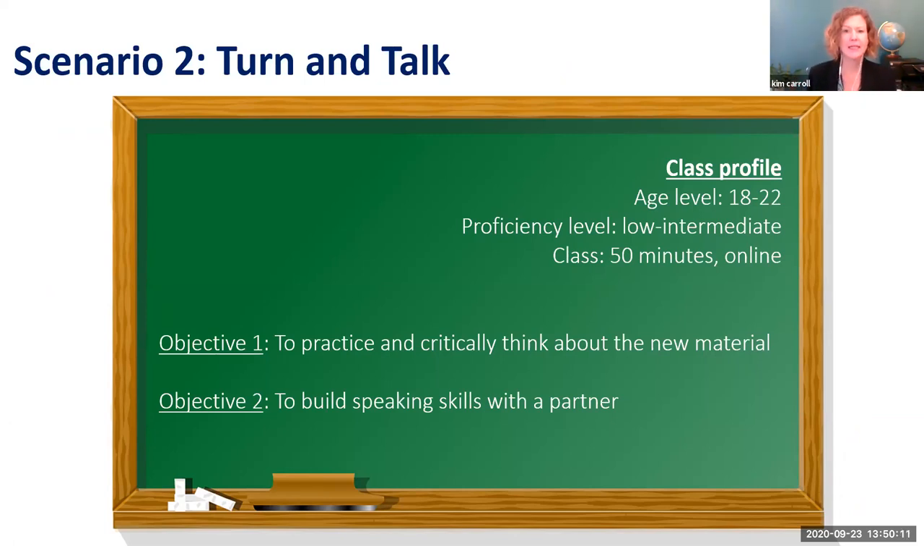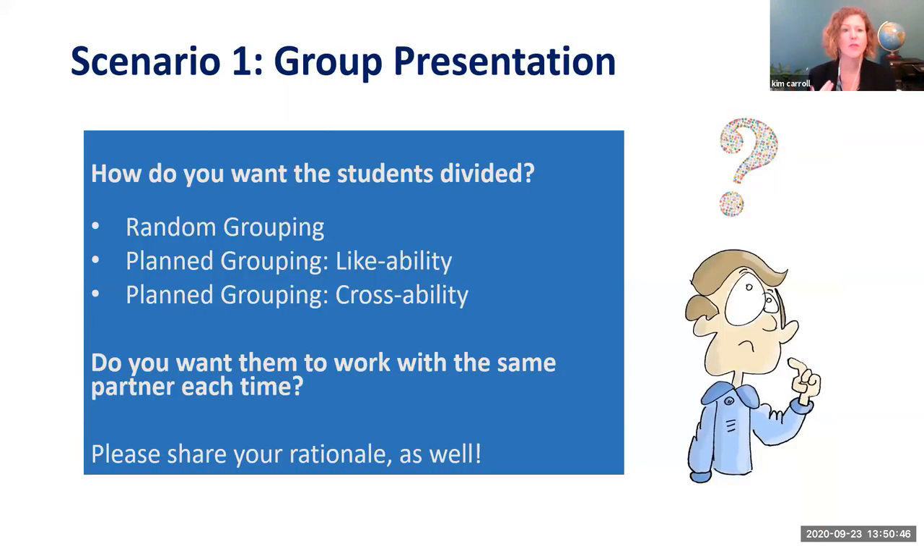So in this class, my learners are between 18 and 22 years old. They are of low intermediate proficiency level, and I'm teaching 50-minute online classes. So my objectives are for them to practice and critically think about the new material. And secondly, to build speaking skills with a partner. So they're not only learning the content, but they're also having a chance to communicate and to build speaking skills with a partner. So my question for you is, how would you want the students divided? Is it better random, likability, or crossability? And a second question, do you want them to work with the same partner each time?